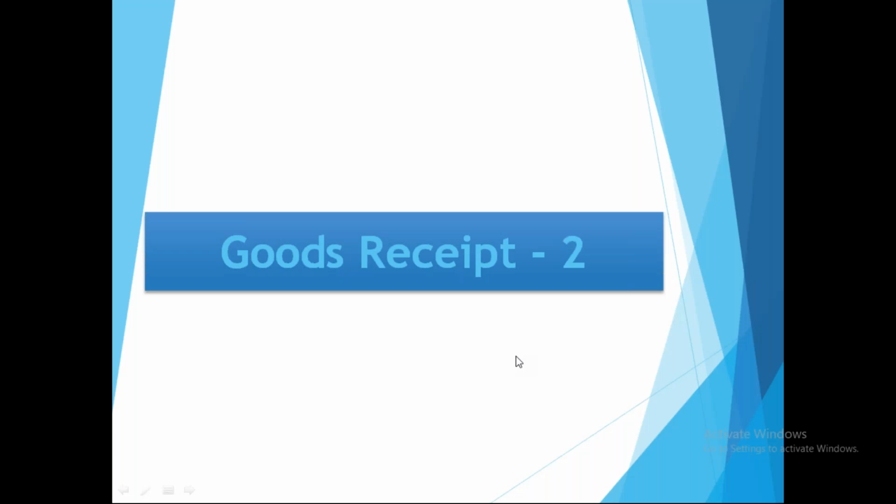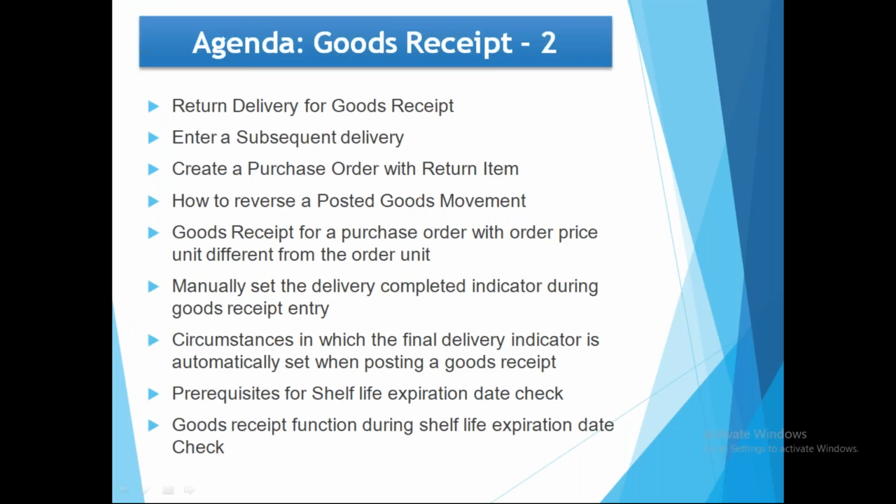So we are starting our next topic, that is goods receipt part 2. The topics that we are going to cover in goods receipt part 2 are: return delivery to goods receipt, entering a subsequent delivery, how to create a purchase order with a return item, how to reverse a posted goods movement, goods receipt for a purchase order with an order price unit different from the order unit, and manually setting the delivery completed indicator during goods receipt entry.